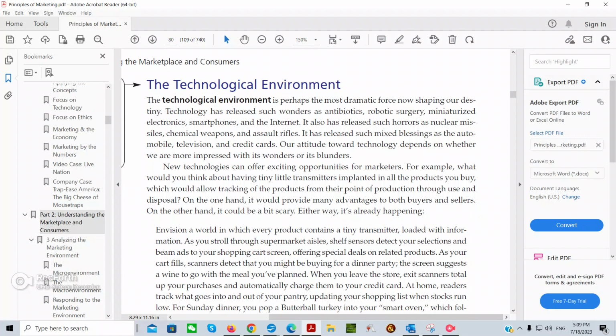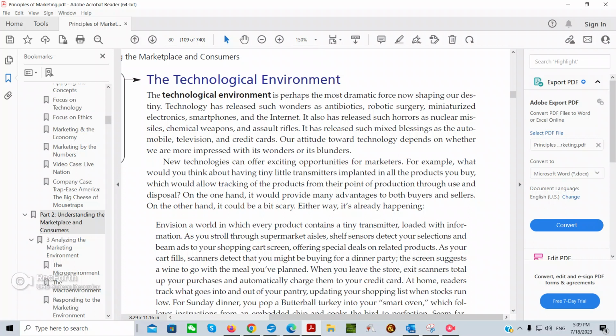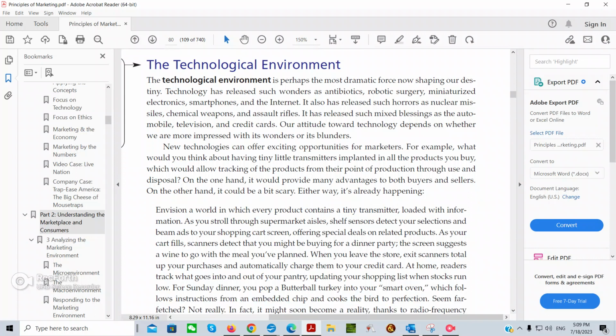Now let's talk about the technological environment. The technological environment is perhaps the most dramatic force now shaping our destiny. Technology has released such wonders as antibiotics, robotic surgery, miniaturized electronics, smartphones, and the internet. It has also released such horrors as nuclear missiles, chemical weapons, and assault rifles, and such mixed blessings as the automobile, television, and credit cards. Our attitude toward technology depends on whether we are impressed with its wonders or its blunders.